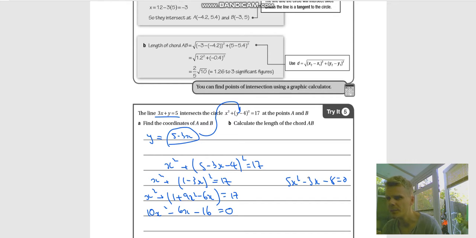And then we just need to know what the coordinates of A and B are, so we just need to solve this. So pop that into your quadratic formula, or an equation solver on your classwiz. Let's see what we get. Okay, so we should get x equals 1.6 and x equals -1 from that.